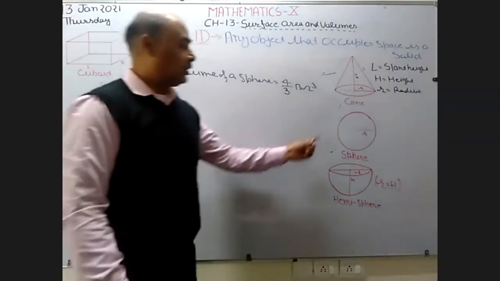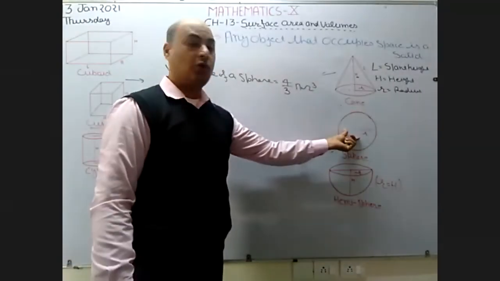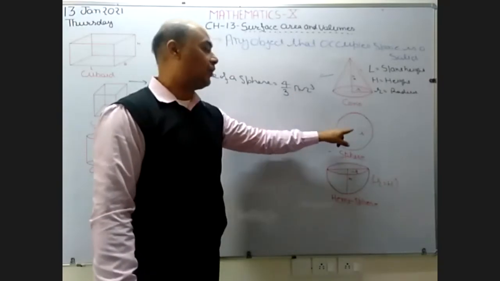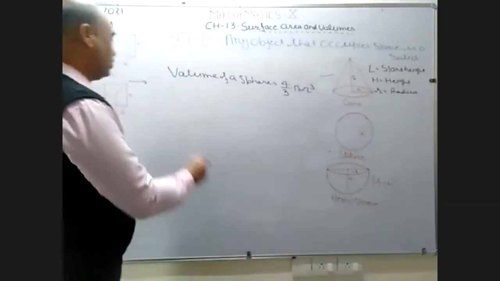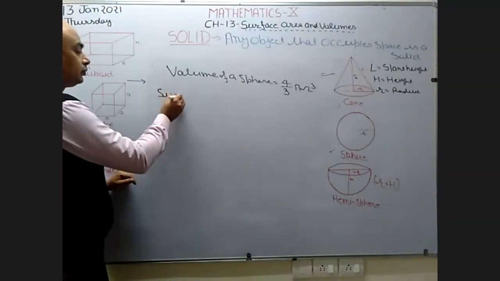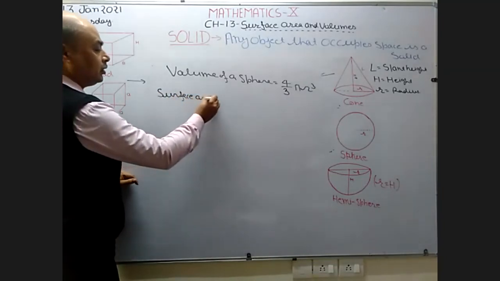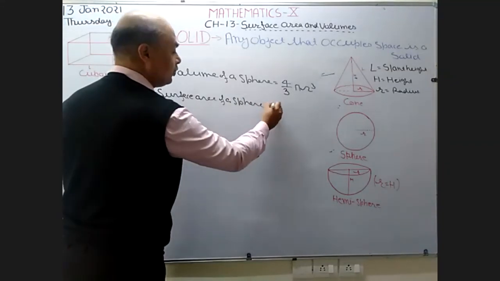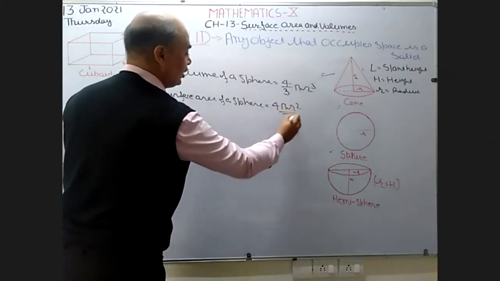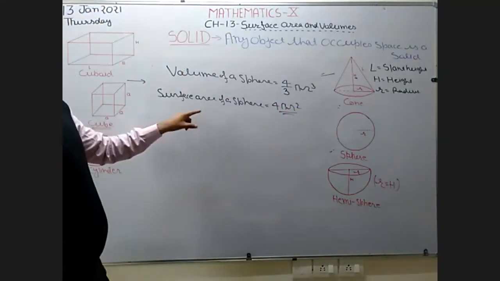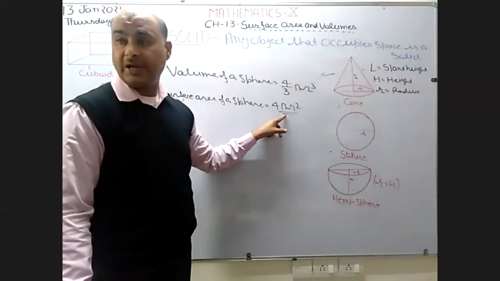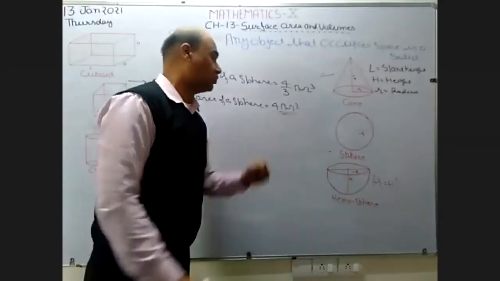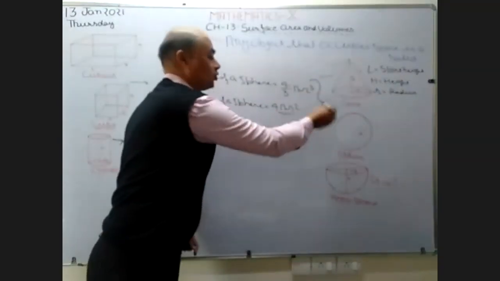Now in sphere, curved surface area and total surface area both are the same. So write only surface area. Surface area of a sphere is 4 pi r square. When they ask for curved surface area or total surface area, it is going to remain the same, which is 4 pi r square. So write these two formulas for sphere.